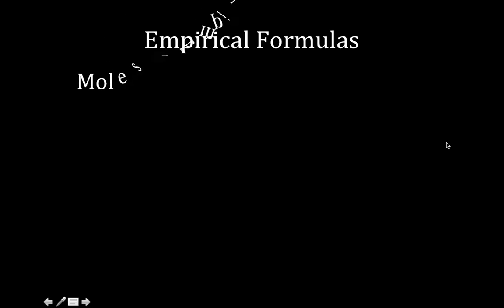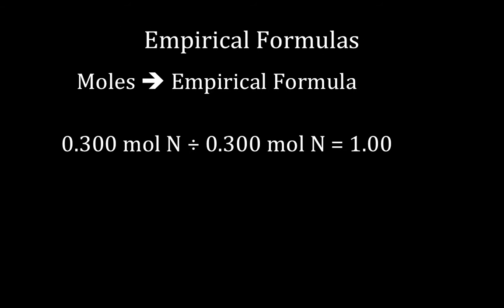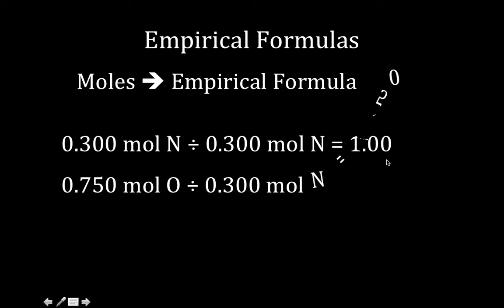So we'll do that right here. Now, this is for emphasis. If I have 0.300 moles of nitrogen divided by 0.300 moles of nitrogen, I get a ratio of 1.00. Notice no units, the units divided out. I do the same thing for the oxygen, I get 2.50. So these would be my subscripts, and I have to recognize I have more nitrogen than oxygen. By convention, nitrogen comes first, so I write down N1O 2.5.